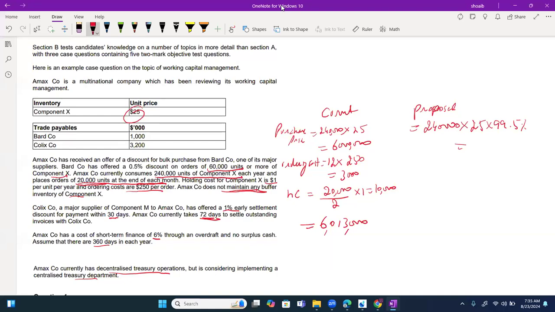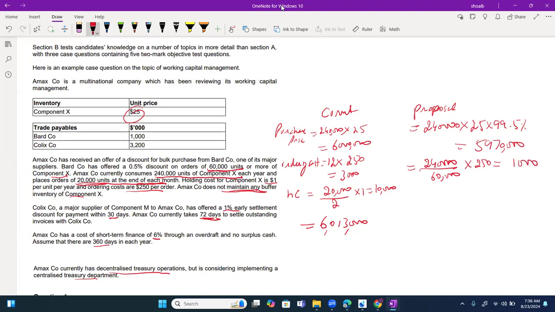Because it's a discount of only 0.5%, 5,970,000. Okay, what would be the ordering cost? You will place 60,000 units as an order. So annual demand divided by 60,000, 4 orders into 250.